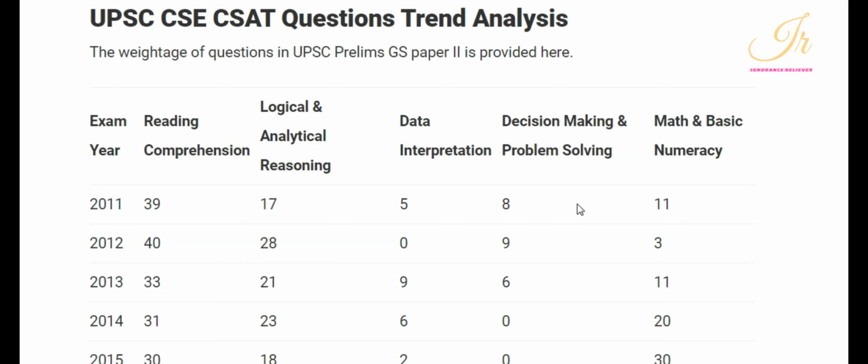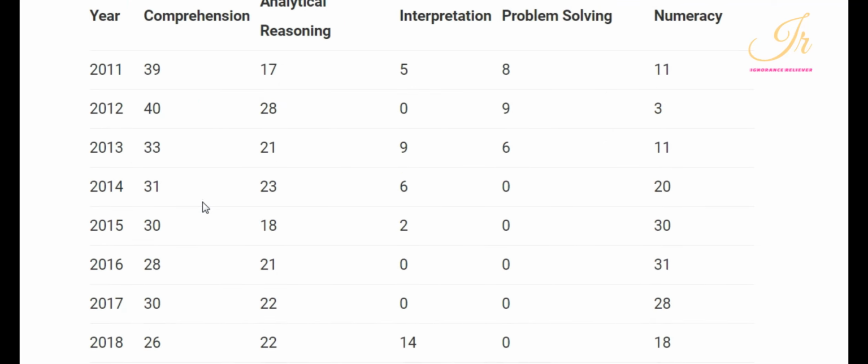So nowadays UPSC has been focusing more on basic maths and numeracy than on reading comprehension, right? When you compare the year 2011, reading comprehension has 39 questions. That means almost half of CSAT's number of questions. It is totally 80, and here reading comprehension has almost 40, which is 50 percent. But as days move on, UPSC has been reducing the importance of reading comprehension and at the same time increasing the importance of basic maths and numeracy.